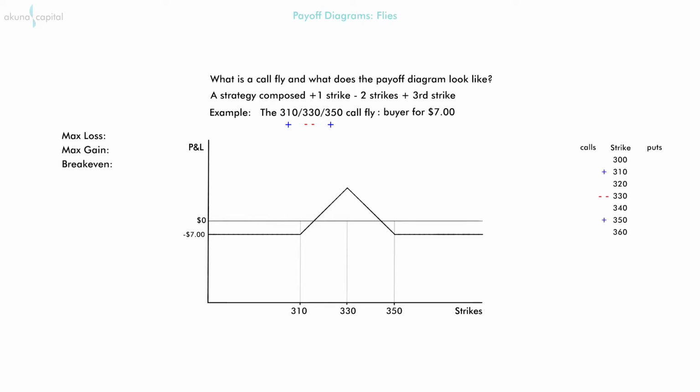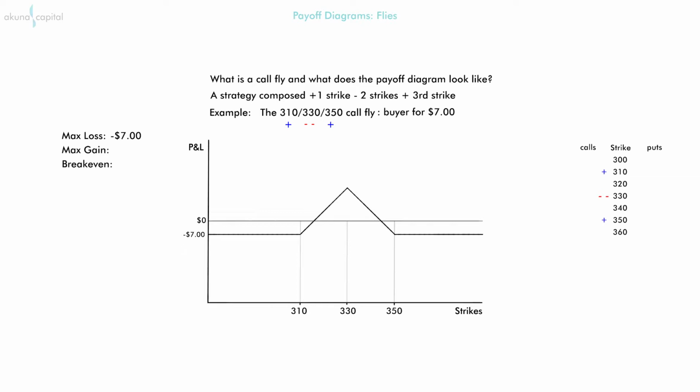Now let's start filling in our numbers. We'll begin with our max loss, which in this case is the cost of the fly. This occurs anywhere outside the further strikes of the fly, and in this example, our max loss is $7. So it's clear that the buyer of the fly wants the underlying to finish somewhere within the strikes of the fly.